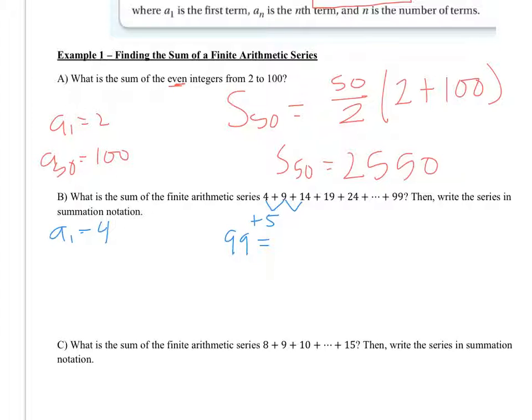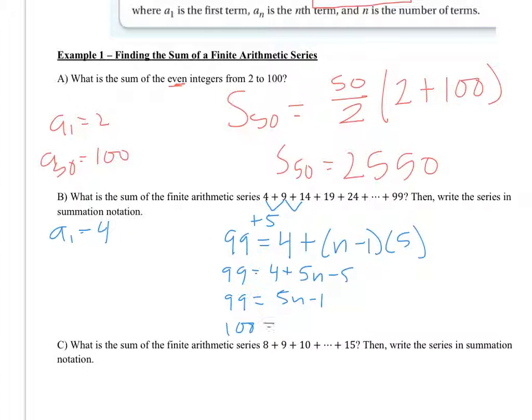Again, this is the other formula for a sequence. My first term is 4 plus, we don't know what term it is, n minus 1, times my difference, which is 5. I'm going to figure out what term 99 is. So I have 99 equals 4 plus 5n minus 5. So 99 is equal to 5n minus 1. Add the 1, 5n equals 100. That means n is equal to 20. So my 20th term is equal to 99.